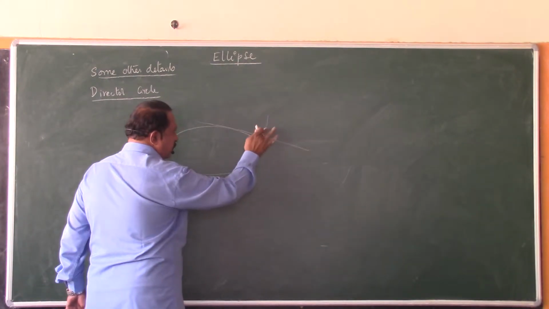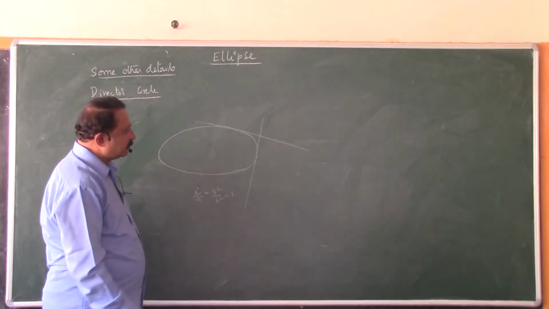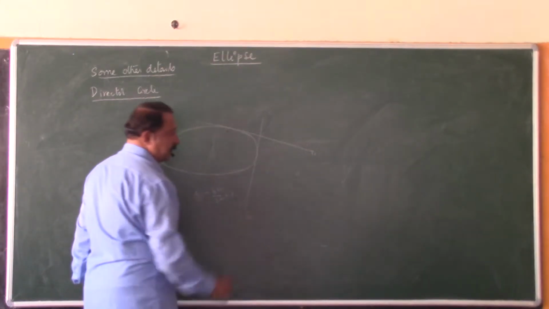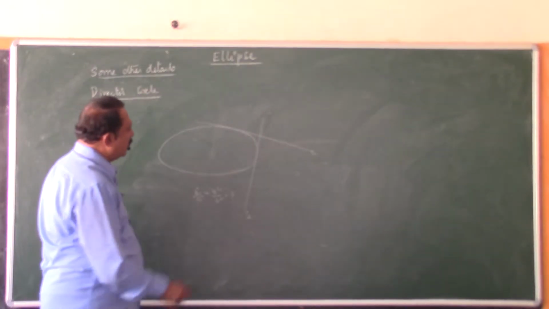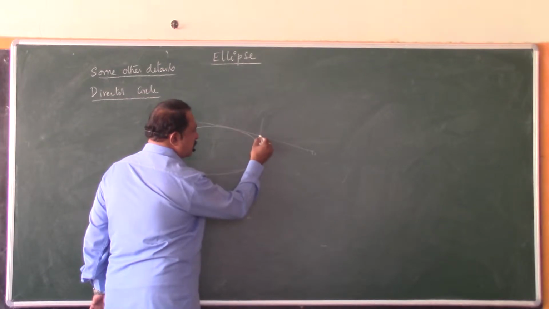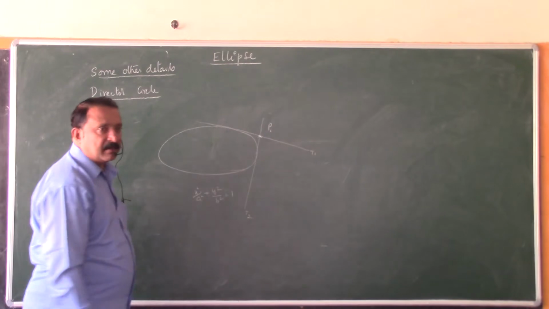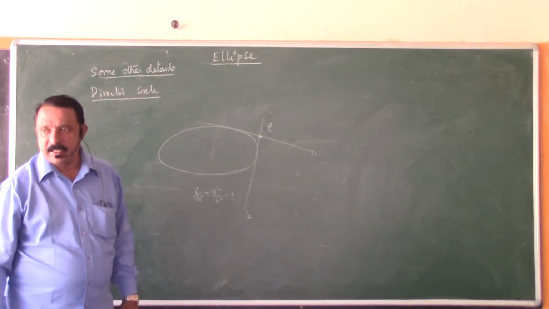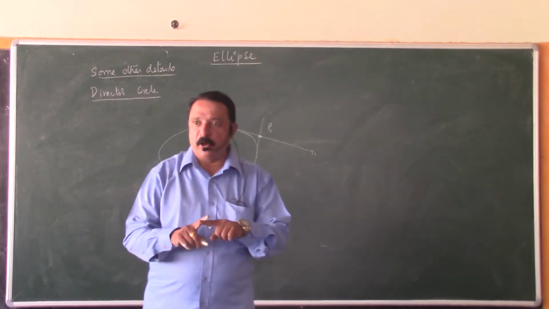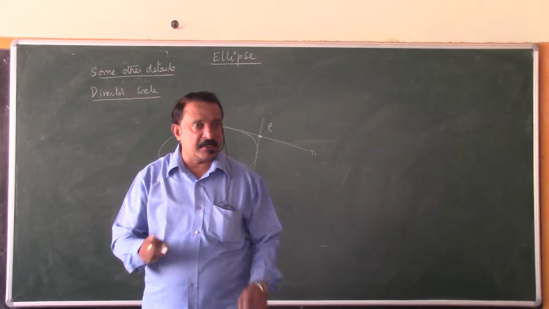So how could it be? This is tangent 1 and tangent 2. Now notice the point of intersection of the two perpendicular tangents to the ellipse. P is the point of intersection. Let me call it P1. What is P1? P1 is the point of intersection of two perpendicular tangents to the ellipse.